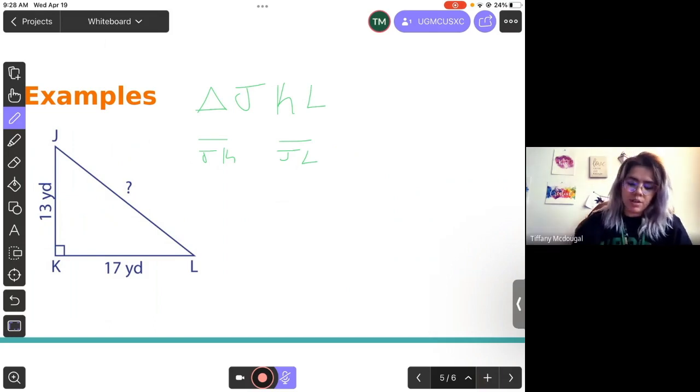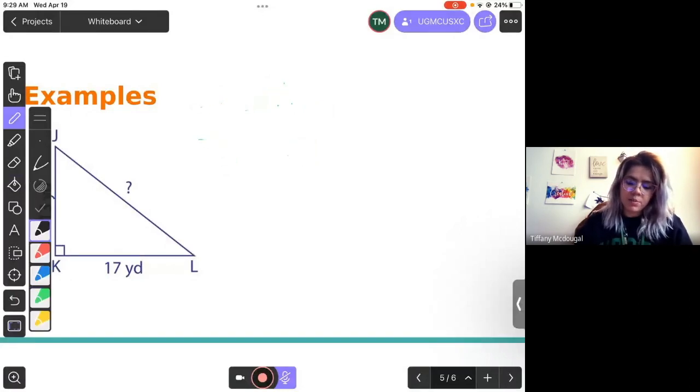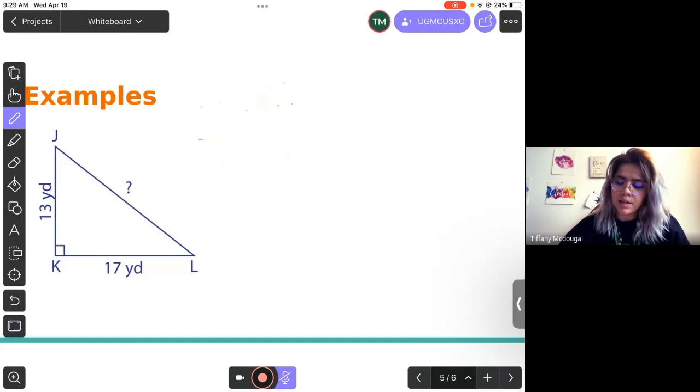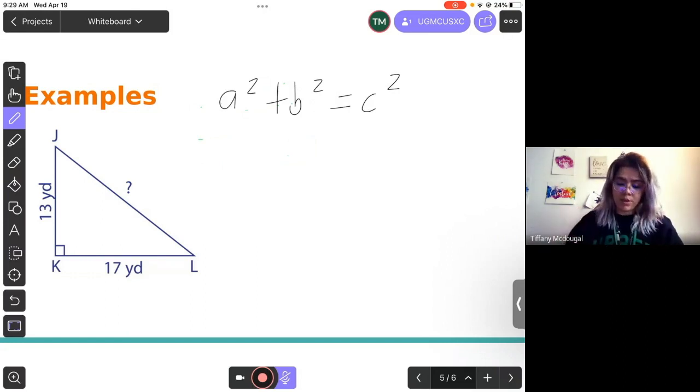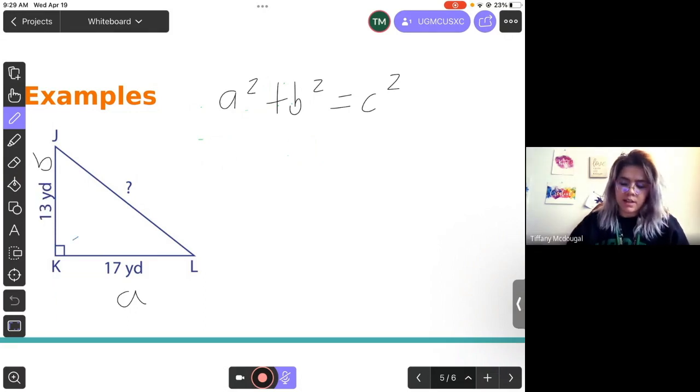So how would we do this using Pythagorean theorem? Let's go ahead and erase what we have so far. Okay. So how are we going to use Pythagorean theorem to solve this? Well, we have our formula, a squared plus b squared is equal to c squared. So first thing I'm going to do is I'm going to label my triangle. I'm going to label the legs first. So I know that the legs are closest to the right angle. And then my hypotenuse, or the longest side, the side that is opposite the right angle, is C.